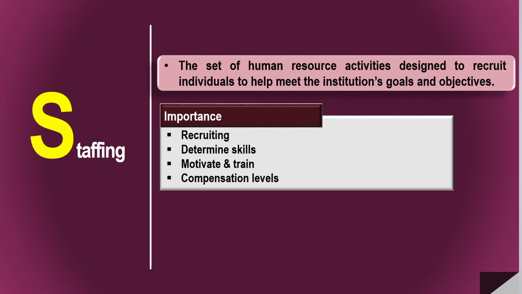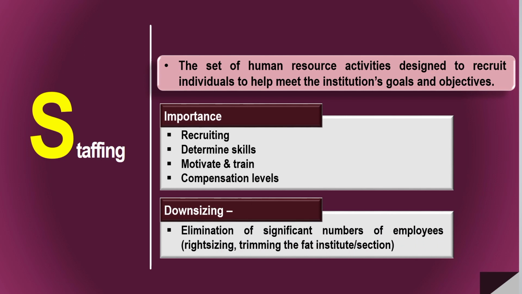It also includes downsizing, which means elimination of significant number of employees, or sometimes it is also called right sizing because there is a fat institution, we need to trim it for the effective utilization of the resources in the institution. Then comes the fourth function of directing under the main institutional management process.